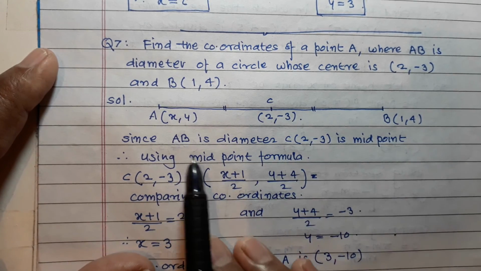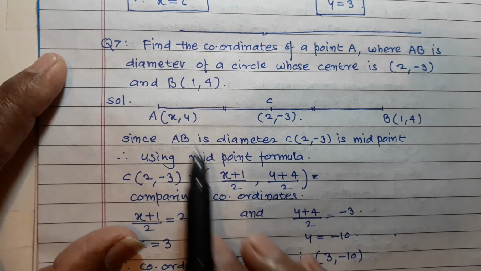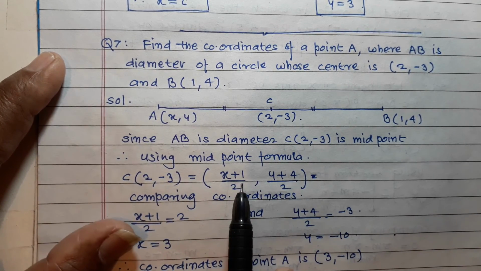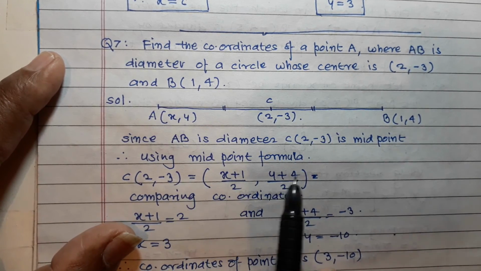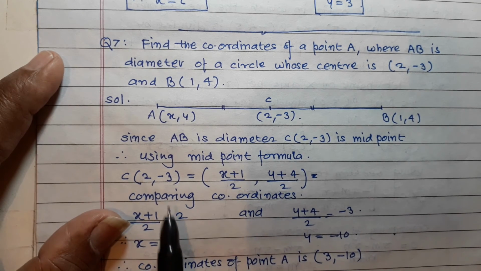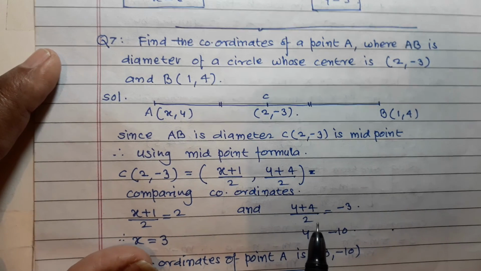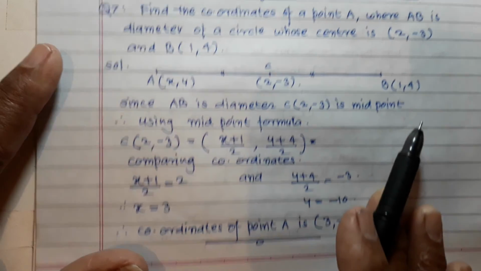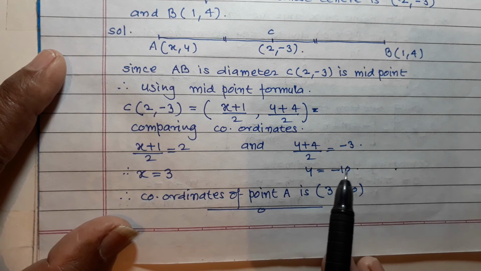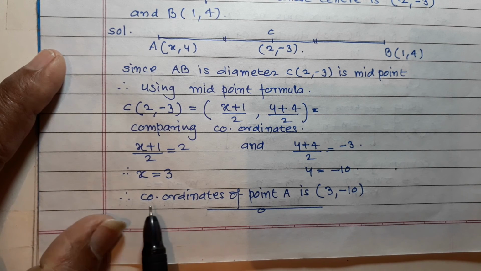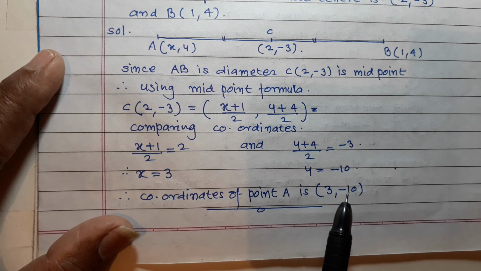Using the midpoint formula, C (2, -3) is equal to (x plus 1 upon 2, y plus 4 upon 2), and then you compare this. So comparing coordinates, x plus 1 upon 2 is equal to 2 and y plus 4 upon 2 is equal to minus 3, and if you simplify this you will get x is equal to 3 and y is equal to minus 10, and therefore the coordinates of point A are (3, -10).